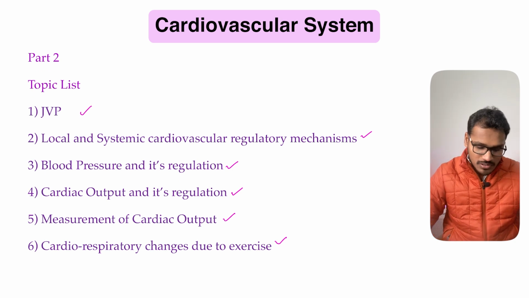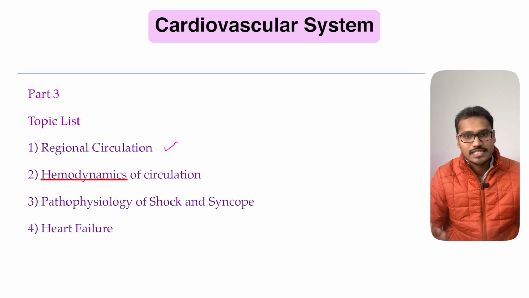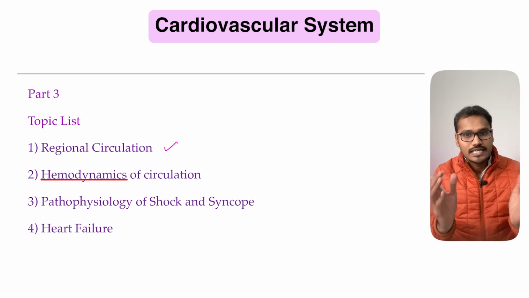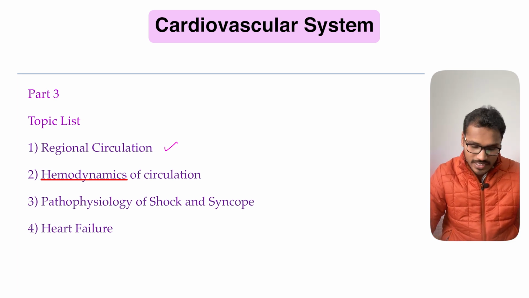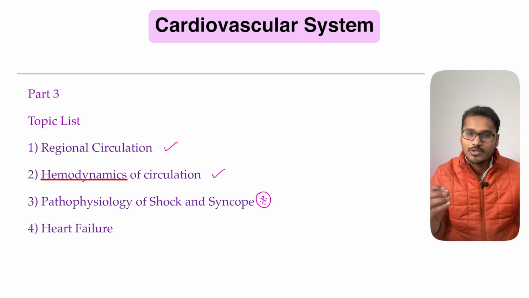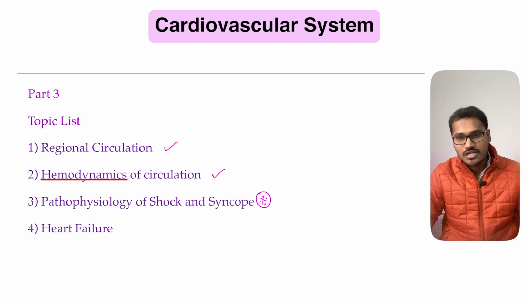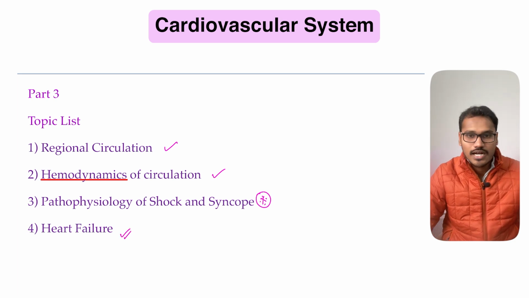And finally, coming to part 3, we will be discussing the regional circulation, that is, what happens in the cerebral circulation, what happens in the coronary circulation. Like that we will do a holistic approach in this regional circulation. And finally the hemodynamics of circulation, wherein the physical laws of circulation will be studied, and the most important part, that is shock, which is the most important part for first year MBBS question-wise, that is the shock associated with syncopal symptoms. And finally we will be reading about heart failure also.